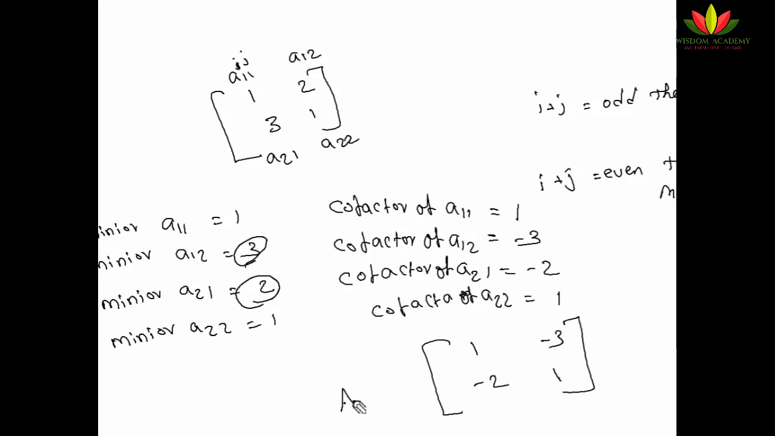This is known as the cofactor. Cofactor of A, generally written AC. Okay, so this is how we find the cofactor matrix of a 2 by 2 matrix.